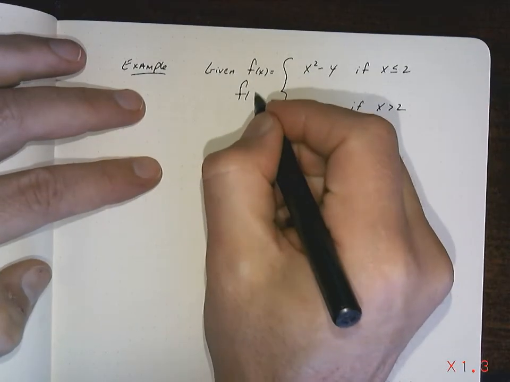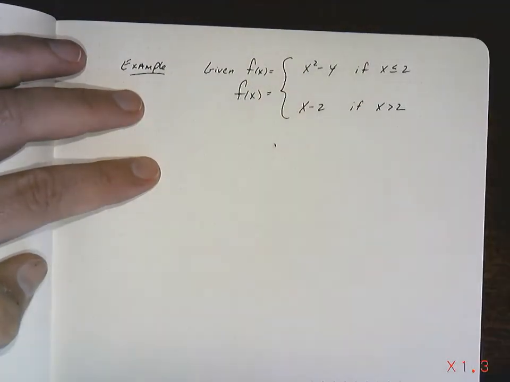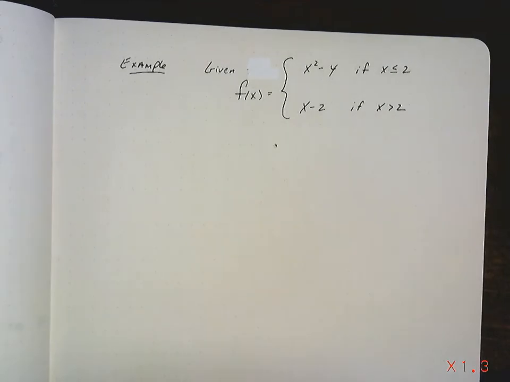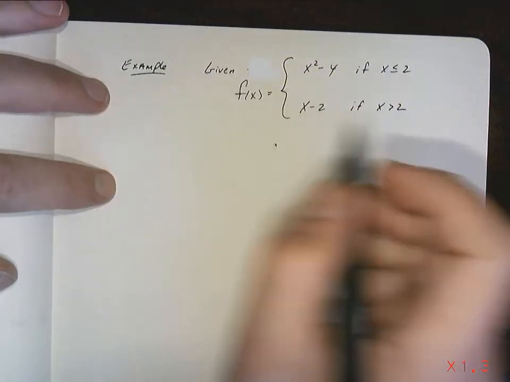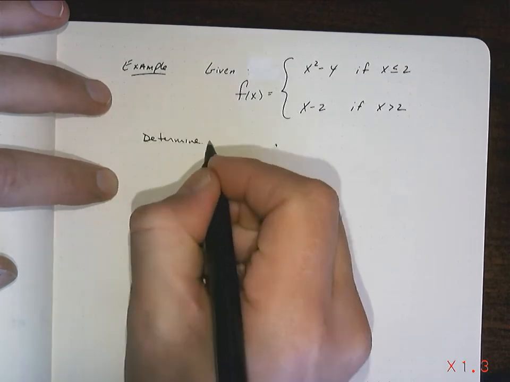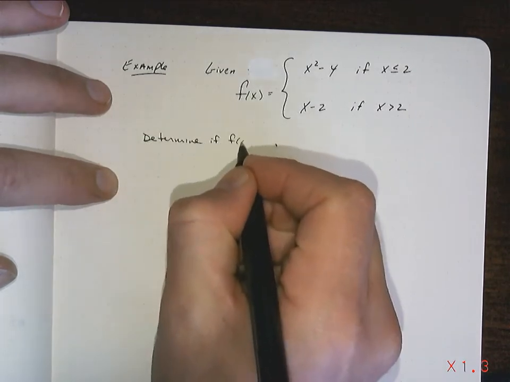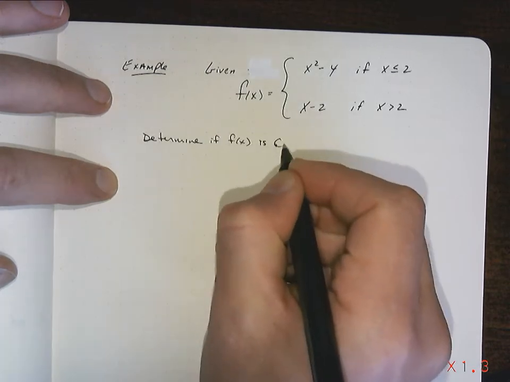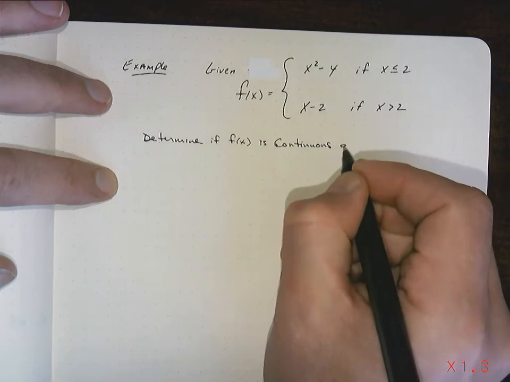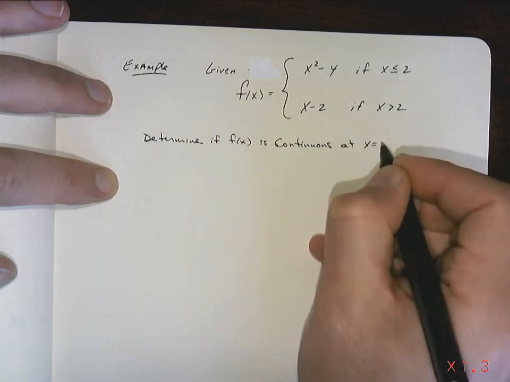This really should probably be here, more in the middle of the brace bracket, but you know, it depends how worried about that type of thing you are. And then I'm going to ask a question. Determine if f of x is continuous at x equals 2.